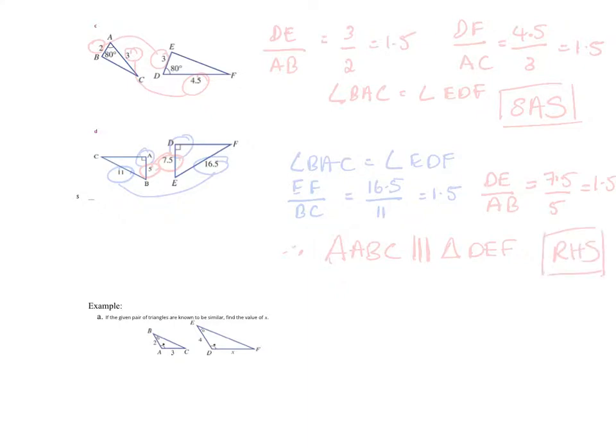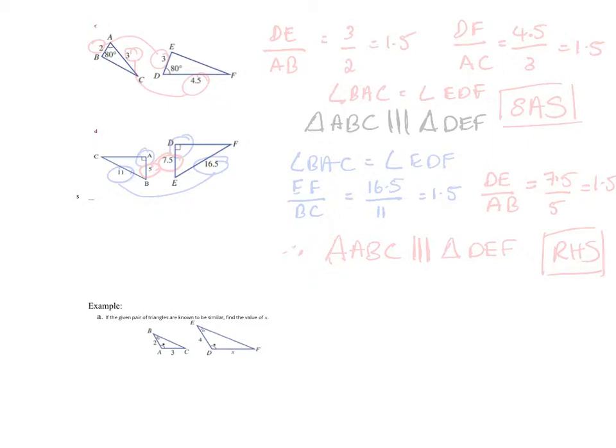I probably should have done the same thing for the question up here. I should have said triangle ABC is similar to triangle DEF, and of course the rule there was SAS.